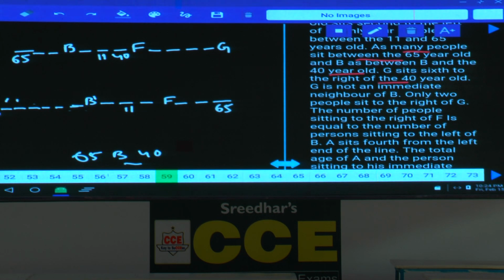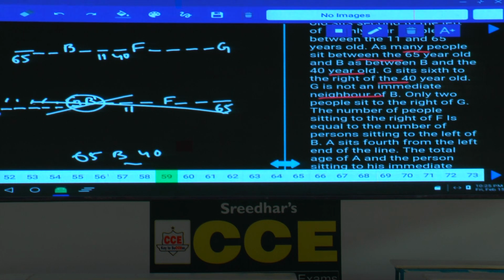Now 1, 2, 3, 4, 5, and G and B must be adjacent to each other, isn't it? Then 40-year-old G is not an immediate neighbor of B. The information is clearly given: G is not an immediate neighbor of B, and the second case is completely ruled out. Now we are left with only one case.